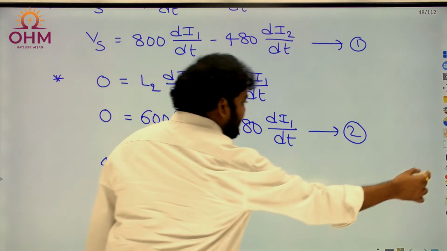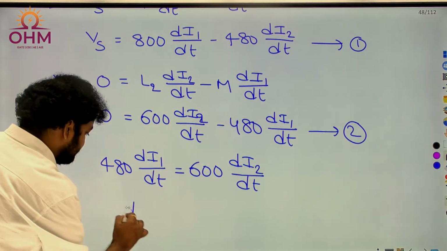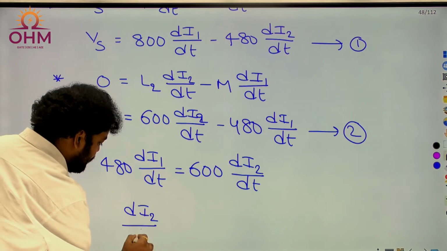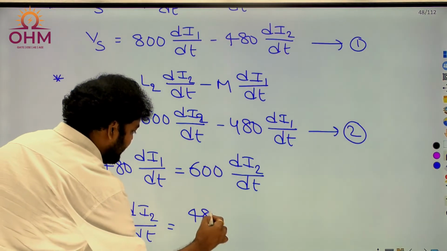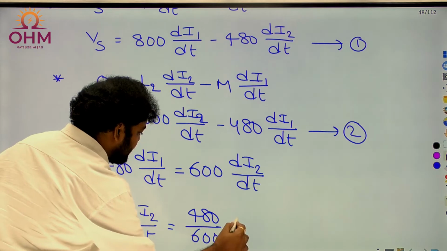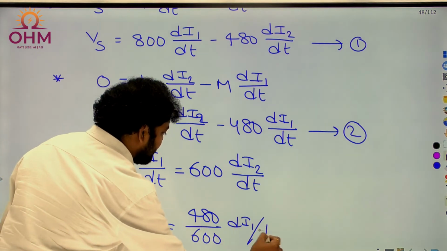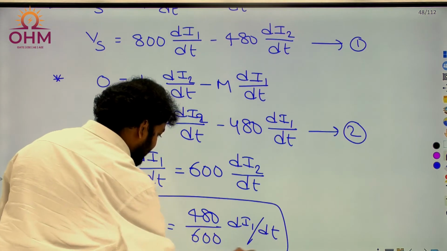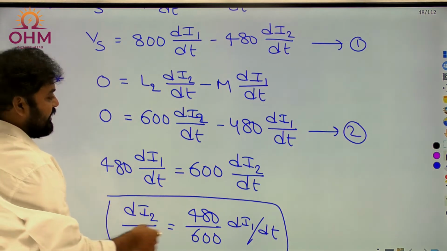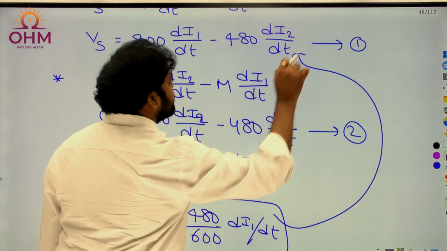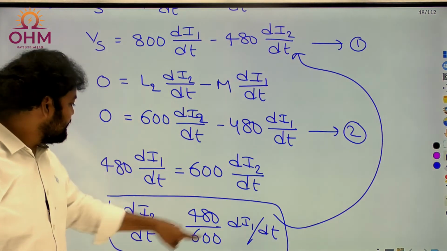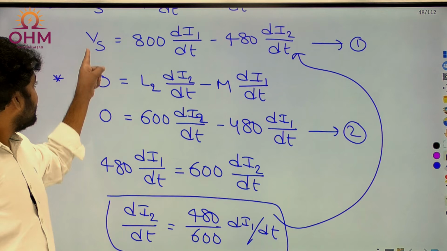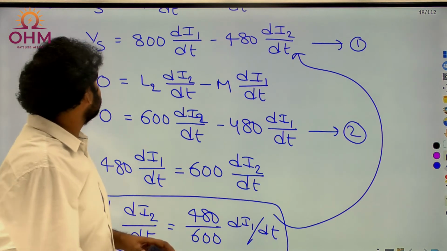Yes. If I separate di2 by dt, di2 by dt is equal to, take 600 to the left side, 480 by 600 times of di1 by dt. Can I substitute this di2 by dt in the first equation now? In the first equation we already have di2 by dt. Substitute this value.